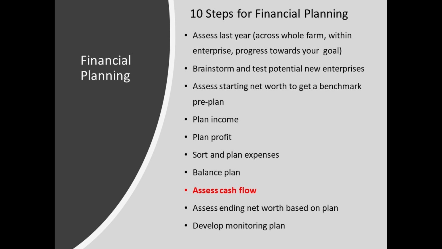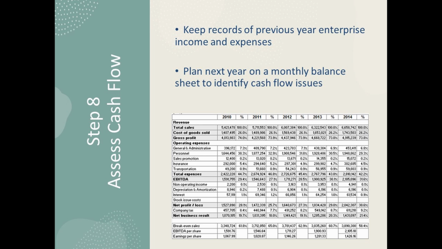You have shown the income you want, you have decided on the profit you need, and you have listed all your expenses. So what we're looking at now is we're going to be able to assess your cash flow, cash on hand that you can use to meet your daily needs or those family needs. This truly is a mathematical exercise. You need to keep records of previous year's enterprise income and expenses. Then we plan next year on a monthly balance sheet to identify cash flow issues.